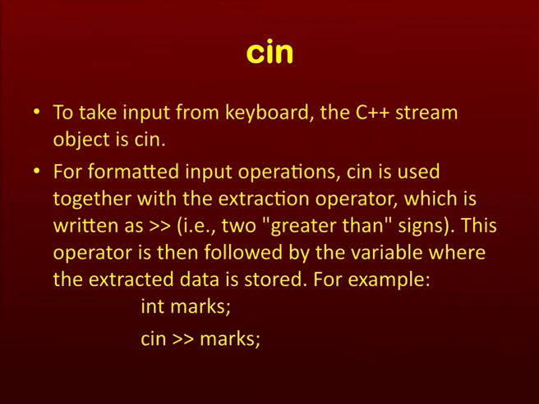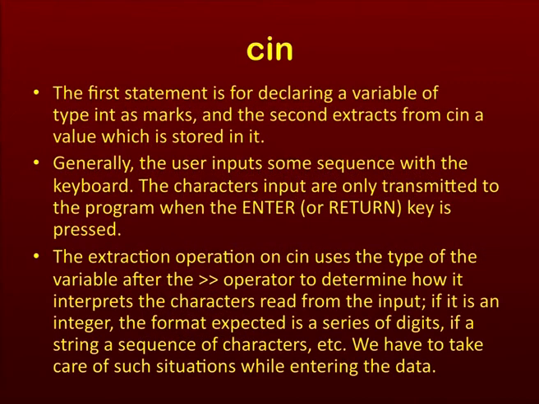The user inputs some sequence with the help of the keyboard. The characters input are only transmitted to the program when the enter or the return key is pressed. The extraction operator on cin uses the type of the variable after the greater than operator to determine how it interprets the characters read from the input. If it is an integer, the format expected is a series of digits. If it is a string, a sequence of characters, etc. We have to take care of each situation while entering the data.